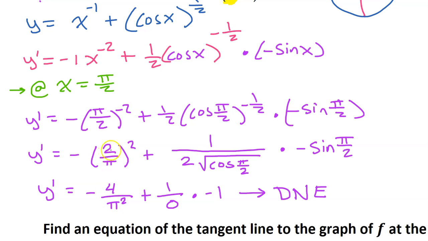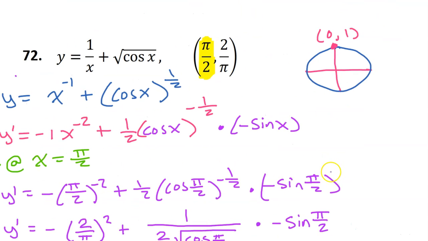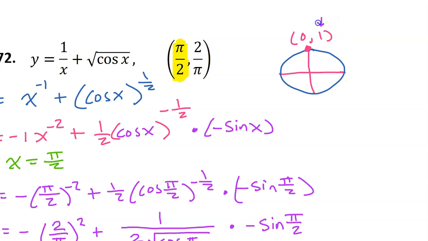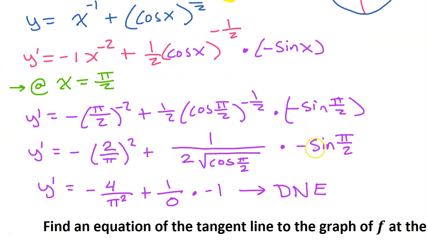I went ahead and simplified this and put 4 over pi squared. The sine of pi over 2 is 1. So with the negative sine of pi over 2, that became the negative 1 that you see. But of course, the answer is does not exist because of this 0 in the denominator.